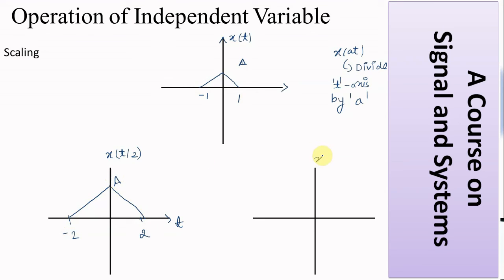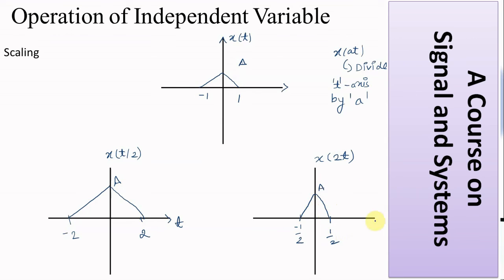Basically, I can also draw what is x of 2t. So x of 2t is basically dividing the time axis by 2. So what was at minus 1 will become now at minus 1 by 2. Similarly, what was at plus 1 will become at 1 by 2. The signal remains the same. The amplitude also remains the same, right?